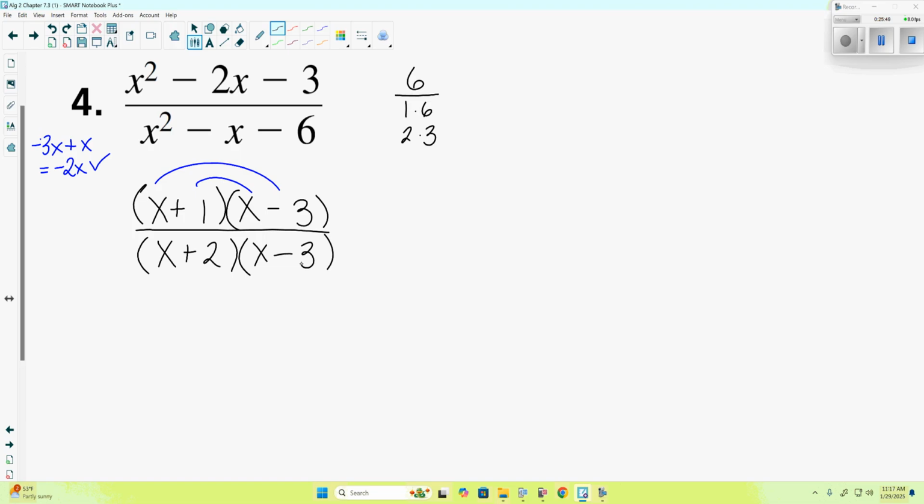Questions on this so far? So if we check the middle term, x times negative 3 would indeed be negative 3x. 2 times x is plus 2x, giving us the negative x that we wanted.